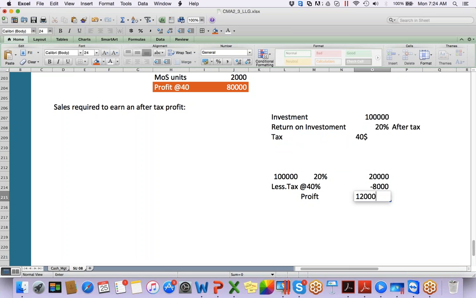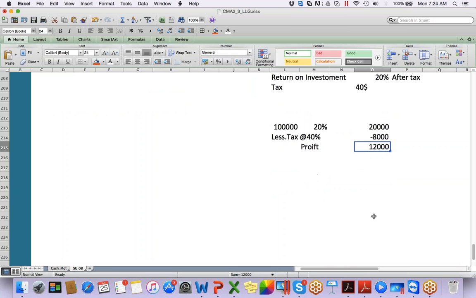But how much profit did I ask you to earn? 20,000. I want to have after tax profit of 20,000. Why did you give me 12,000? Because you earned 20,000 here. I don't want this. I want 20,000 after tax.